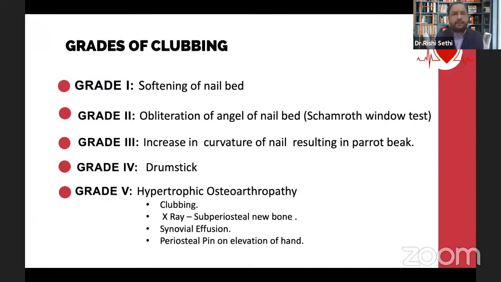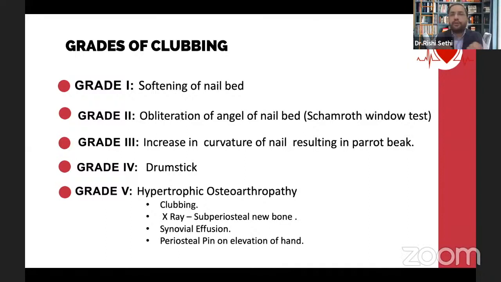The grades of clubbing: there are some confusions and some controversies in different books, but generally speaking, grade 1 is the softening of nail beds. Grade 2 would be obliteration of the nail angle in the nail bed. The angle of the nail bed is gone.